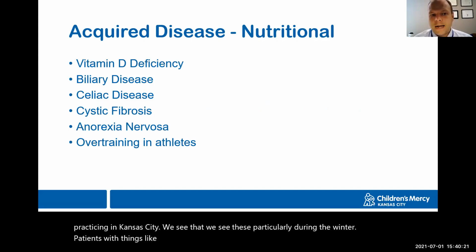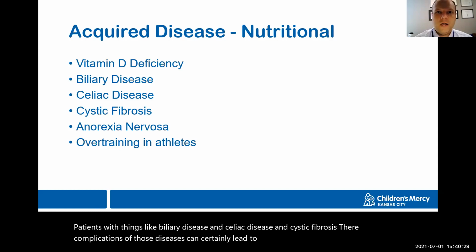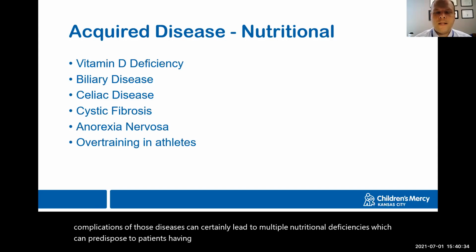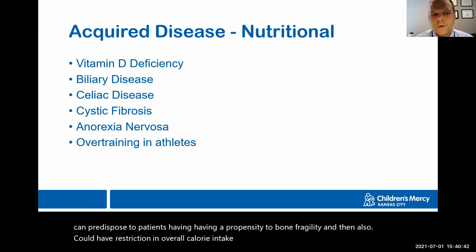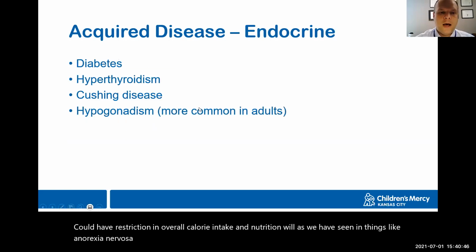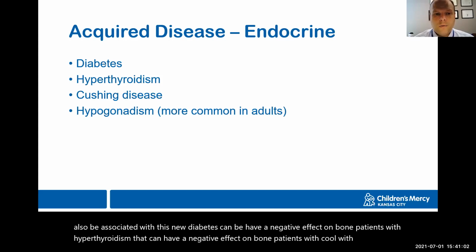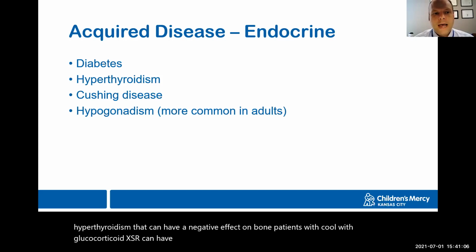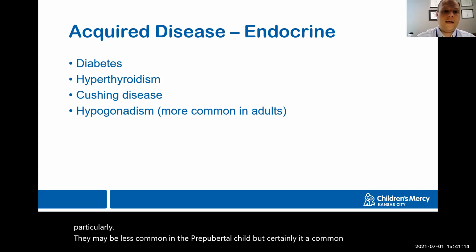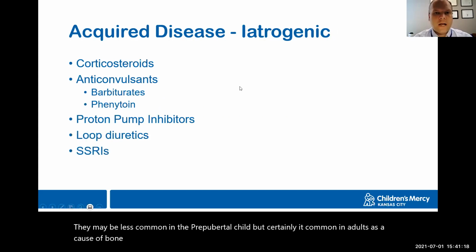Patients with things like biliary disease and celiac disease and cystic fibrosis, the complications of those diseases can certainly lead to multiple nutritional deficiencies, which can predispose to bone fragility. And then also restriction in overall calorie intake and nutrition, as seen in things like anorexia nervosa, and also overtraining phenomenon in athletes. Endocrinopathies can also be associated with this. Diabetes can have a negative effect on bone. Hyperthyroidism can have a negative effect on bone. Glucocorticoid excess can have a negative effect on bone. And hypogonadism, maybe less common in the prepubertal child, but certainly common in adults, is a cause of bone fragility. And then iatrogenic causes are absolutely seen.